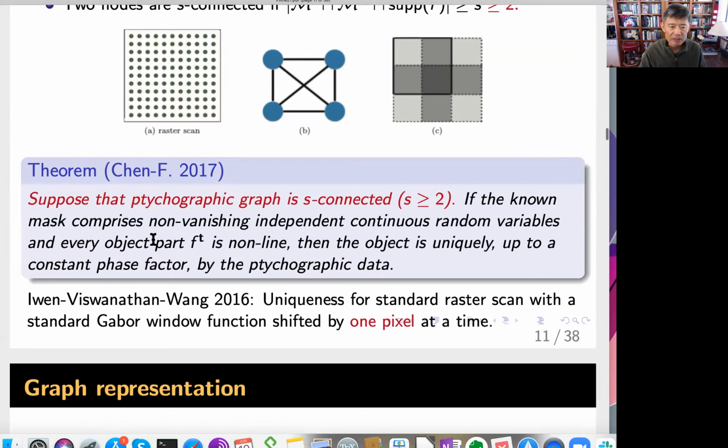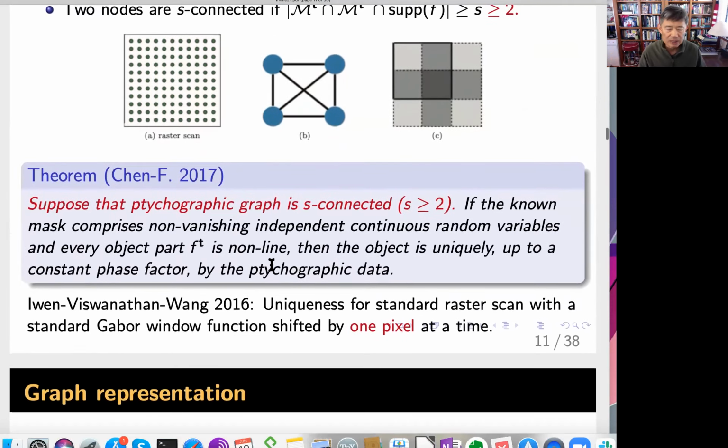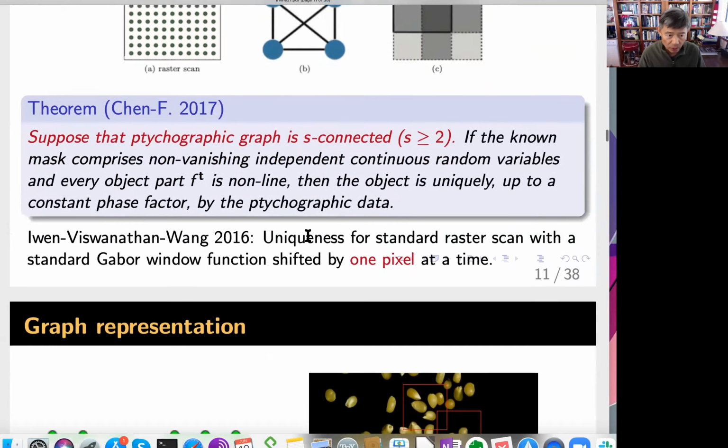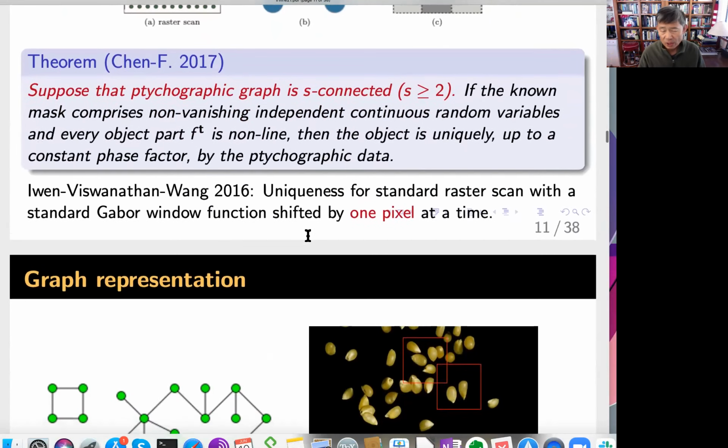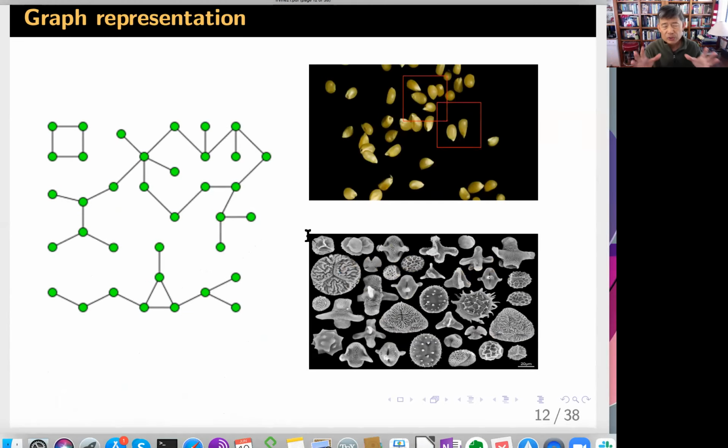Here in my theory, it doesn't matter how much shift you have, as long as your overlap has a strength S greater than 2. Okay, so this is the difference between the 2 results. They each have their own strength, advantage and disadvantage. So again, I point to the fact that you can use a graph to represent your measurement.